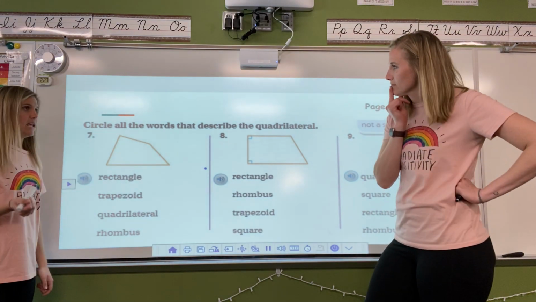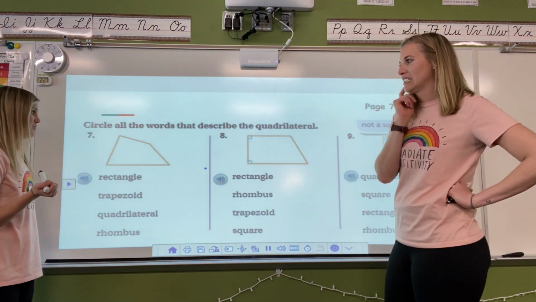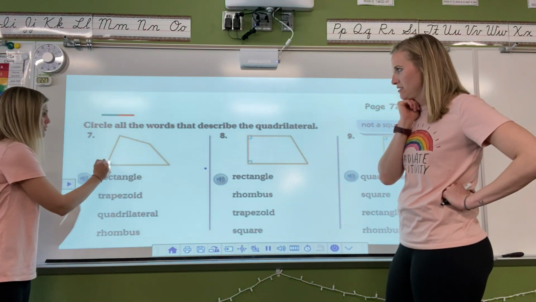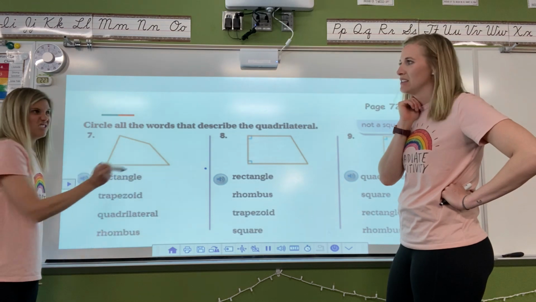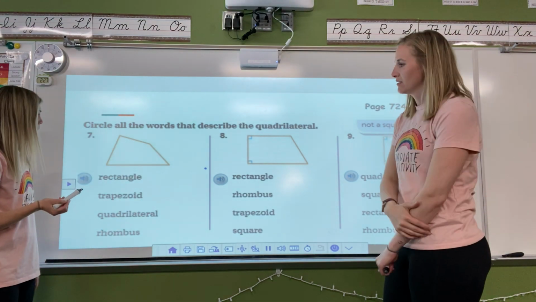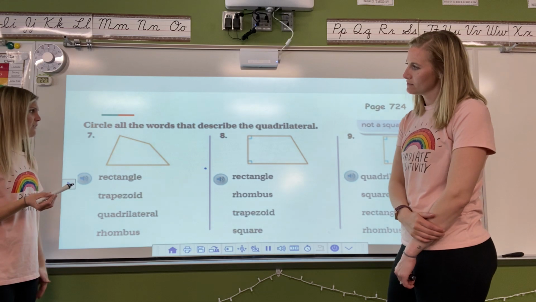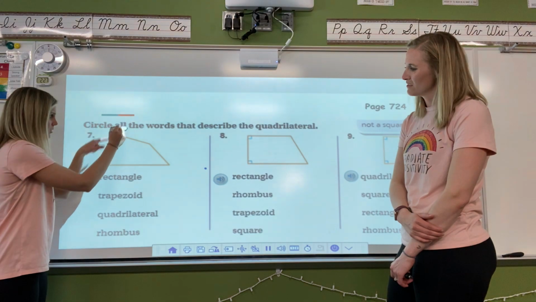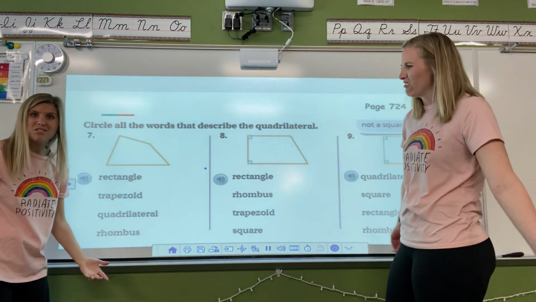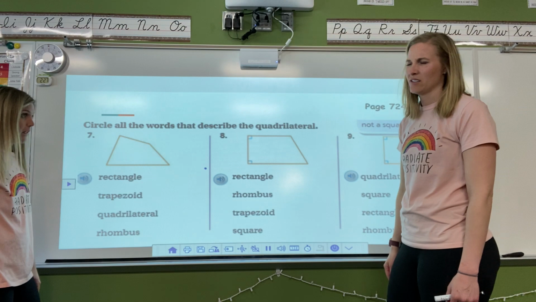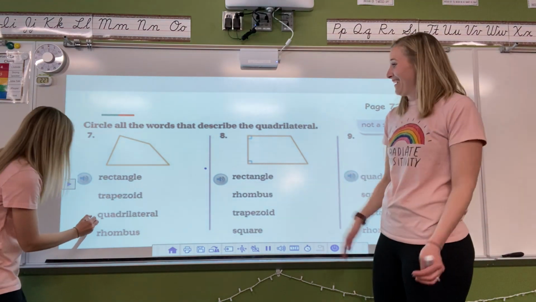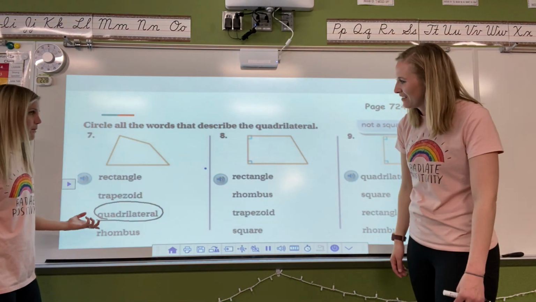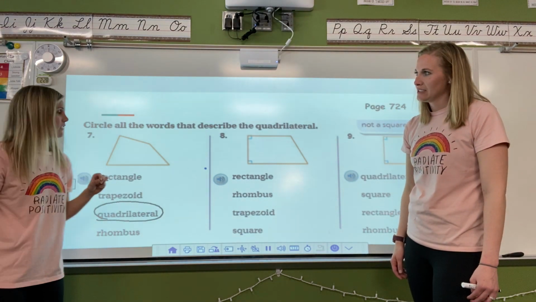Is this a rectangle? Looking at it right away, I don't think so, Miss Pelzel. No, it's not, because it needs to have two sets of parallel sides, and these would run right into each other. So no. How about a trapezoid? Now remember, a trapezoid has to have at least one set of parallel sides. Well, that and that, no. Not a trapezoid either. Quadrilateral, does it have four sides? Yeah. Absolutely. Okay, I was getting nervous there. How about a rhombus? Remember, every side has to have the same length.